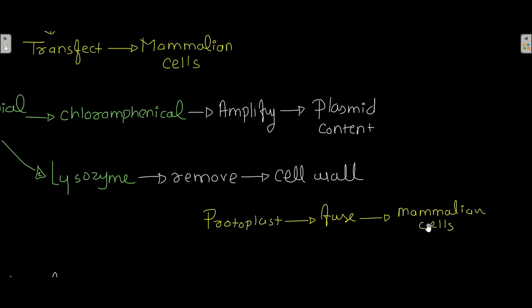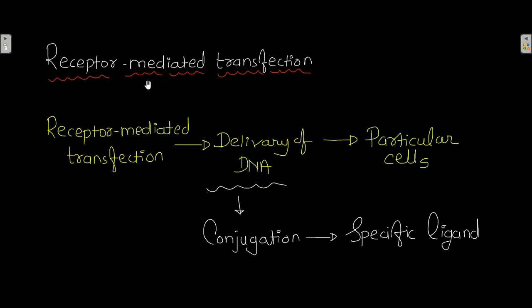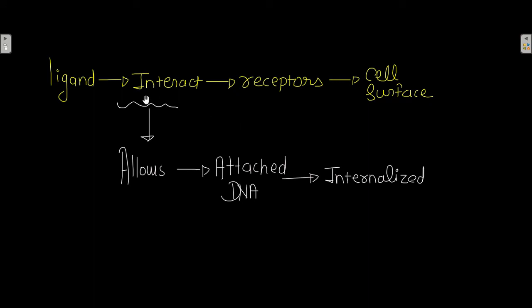Now let's discuss receptor mediated transfection. Receptor mediated transfection involves the delivery of DNA to a particular cell by conjugation to a specific ligand. The ligand interacts with the receptor on the cell surface, and this interaction allows the ligand and the attached DNA to be internalized into the cell.